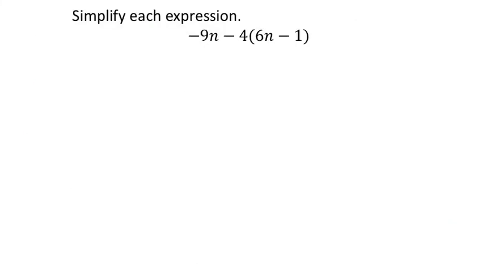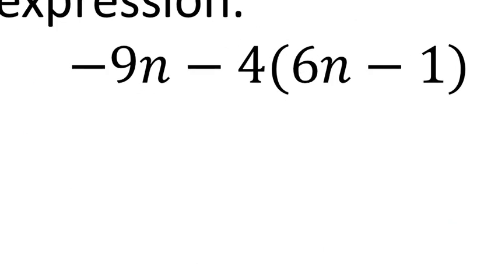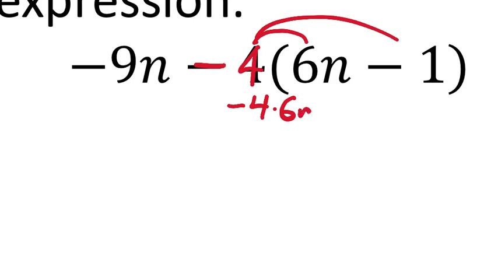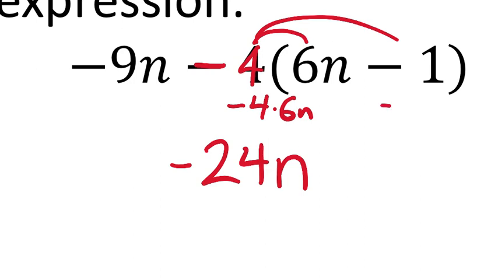All right, here's another one. So on this one, once again, it's not just a 4 here, it's a negative 4 that we now must distribute into this set of parentheses. Distribution is multiplication, so that's what I'm looking at. It'd be negative 4 groups of 6 n's. How many n's would that be? Well, that'd be negative 24 n's. And then you also got negative 4.